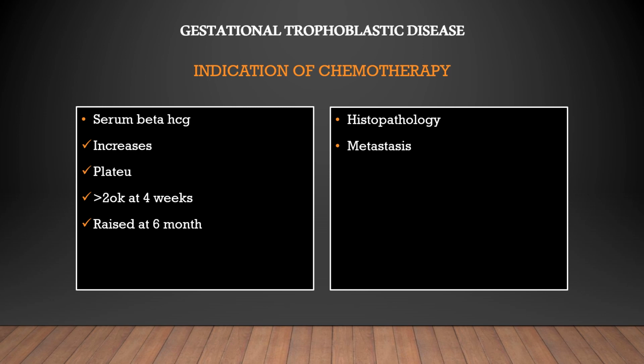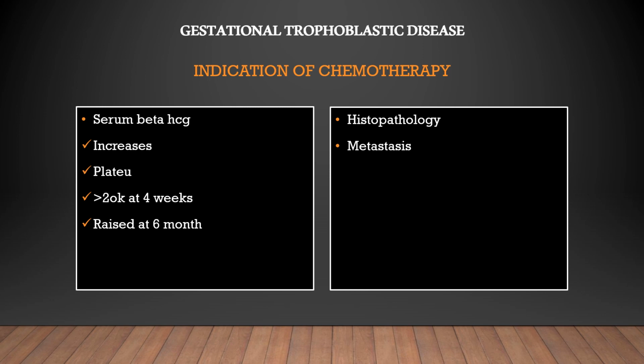Then suction curettage has been done, and now to decide whoever needs chemotherapy and whoever does not. Here are some indications for chemotherapy. After suction curettage, we put the patient on follow-up. We ask the patient to have serial beta-HCG at 2-weekly intervals and present to us every 2 weeks, right? And we should keep a close eye on the beta-HCG, whether it's a rising trend, whether it's having a plateau, whether it is raised or it is subsiding.